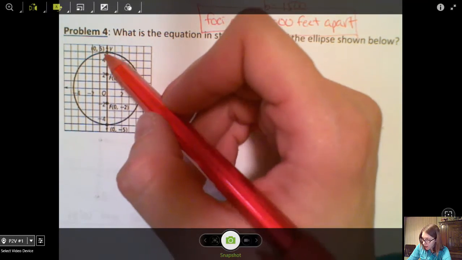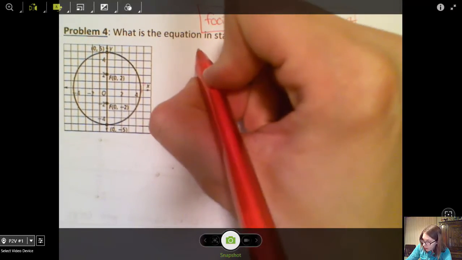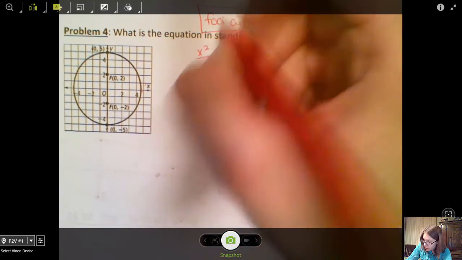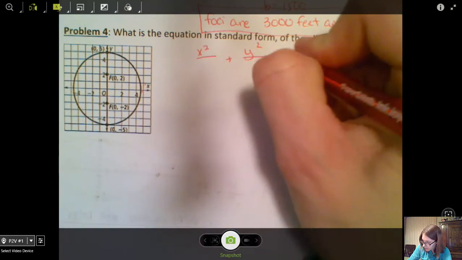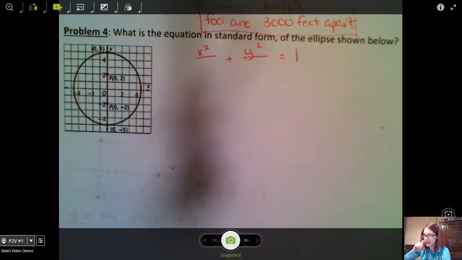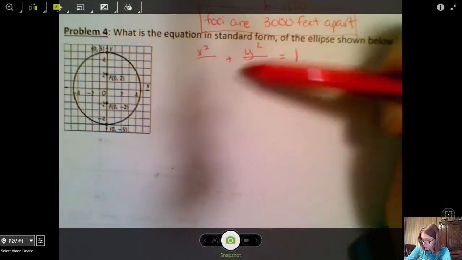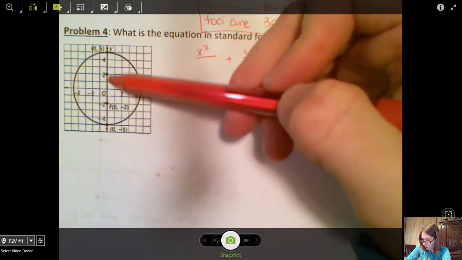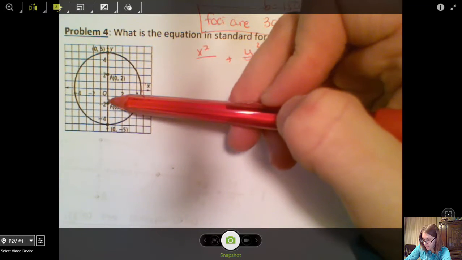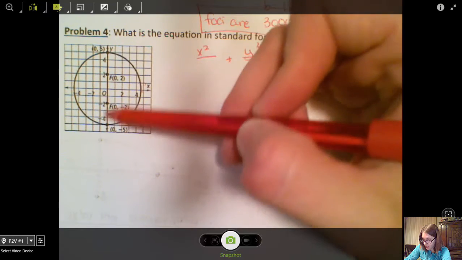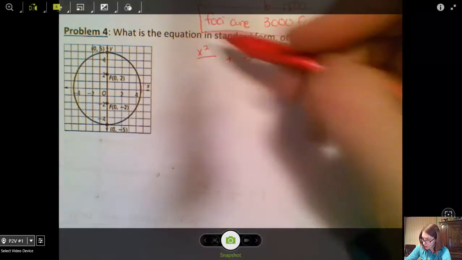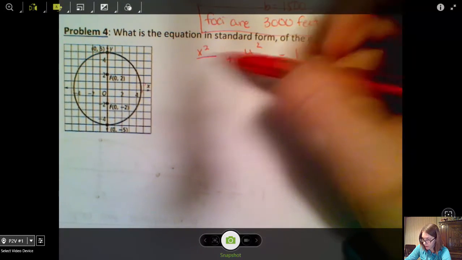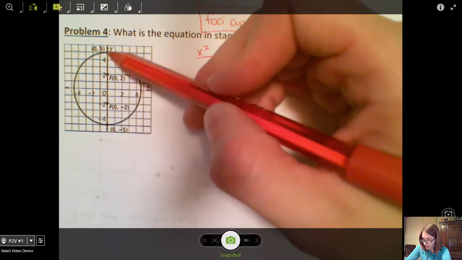Okay? Now, I know also that my equation is going to be x squared over something plus y squared over something equals 1. So let's start off by filling in the information we know. Well, first of all, since our foci are vertical, that means my longer direction is vertical. My ellipse is more vertical. So my number underneath the y squared has to be my vertex squared.